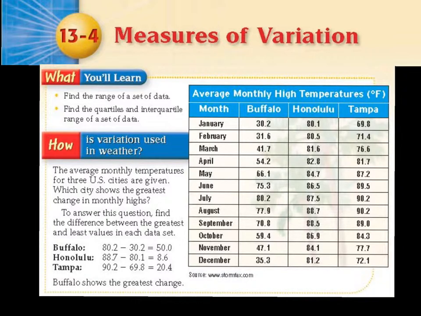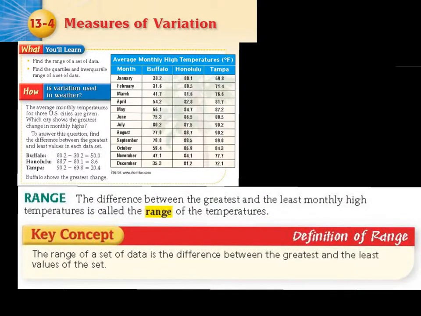Which city shows the greatest change in its monthly highs? To answer this question, find the difference between the greatest and least values in each data set. So for Buffalo, the difference from 80.2 to 30.2 is 50 degrees. Honolulu is only 8.6, and Tampa is 20.4. So Buffalo obviously shows the greatest change. The difference between the greatest and the least monthly high temperatures is called the range of the temperatures. The range of a set of data is the difference between the greatest and least values of the set.